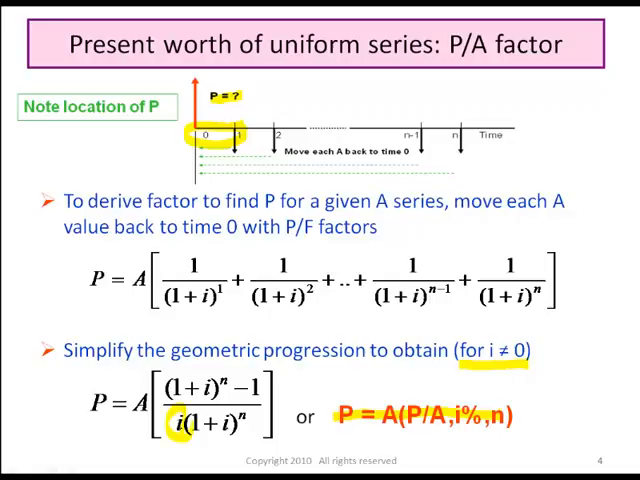Now we have the first of our four factors. To summarize, this factor, the P/A factor, calculates the equivalent present worth of a series of uniform amounts that occur over n time periods at an interest rate of i% per year. This is what the cash flow diagram at the top of the slide demonstrates graphically. An example using the P/A factor is presented later.